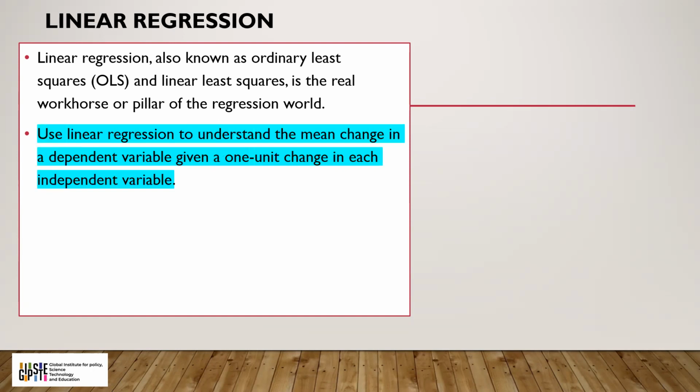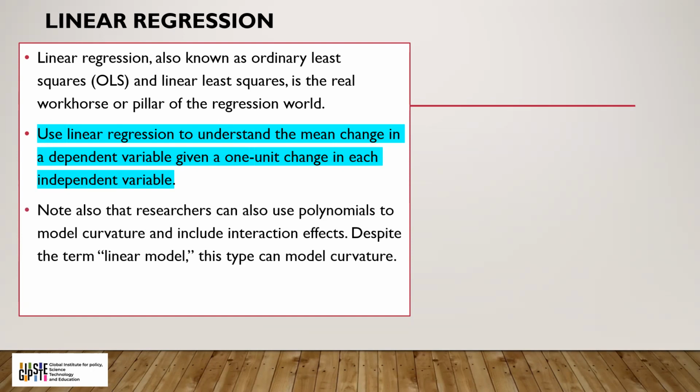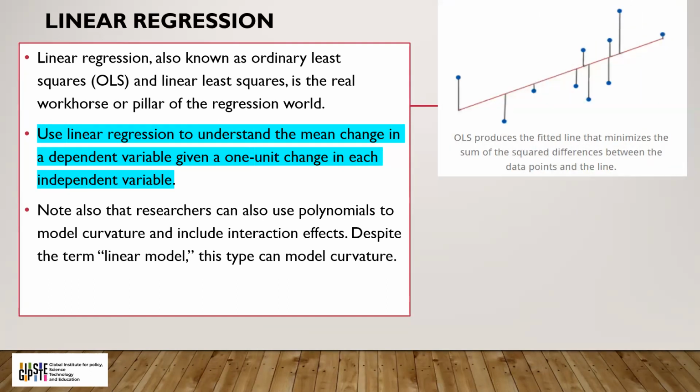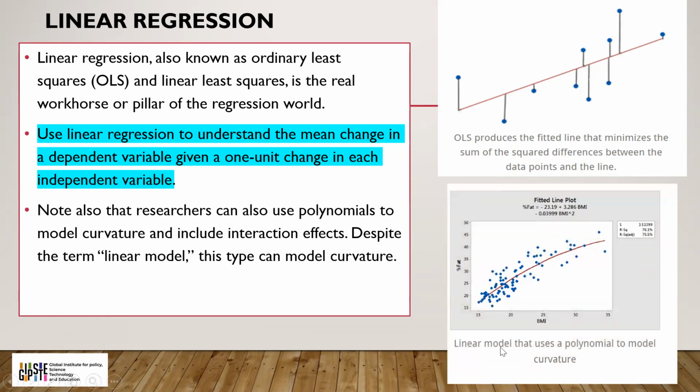We use linear regression to understand the mean change in the dependent variable given a one unit change in each independent variable. Note also that researchers can use polynomials to model curvature and include interaction effects despite the term linear models. In this case, a linear model that uses a polynomial to model curvature. It's linear, but it's curved. OLS produces the fitted line that minimizes the sum of squared differences between the data points on the line.